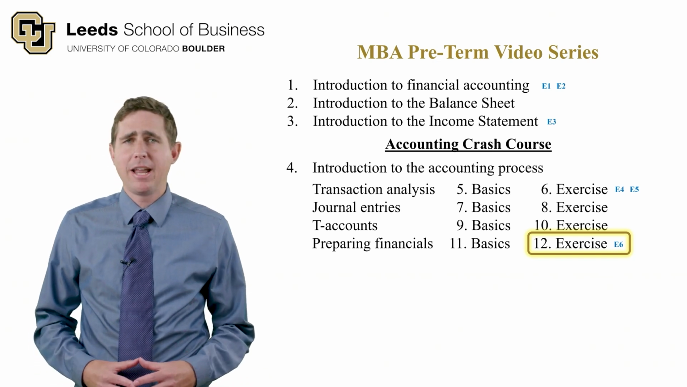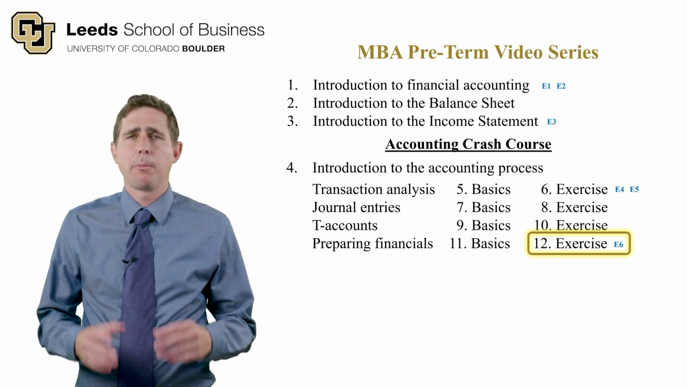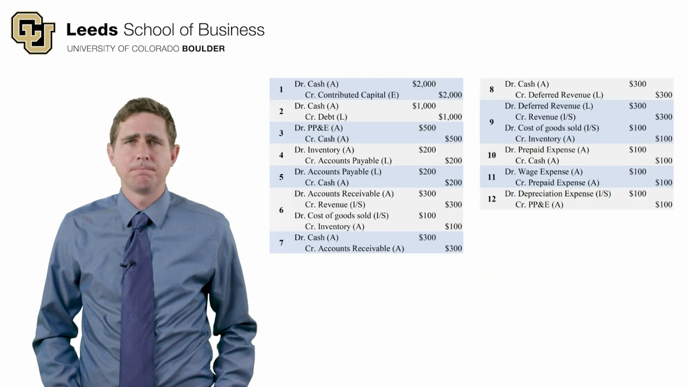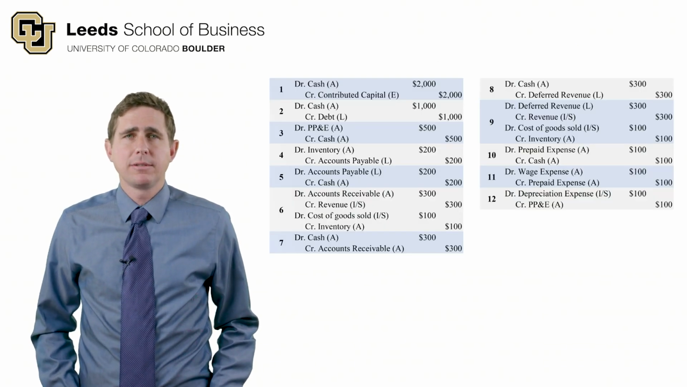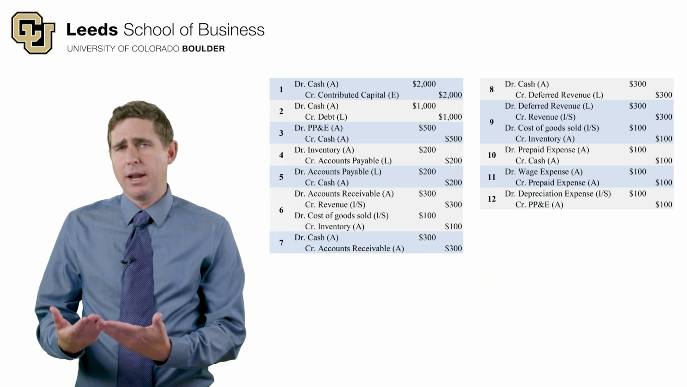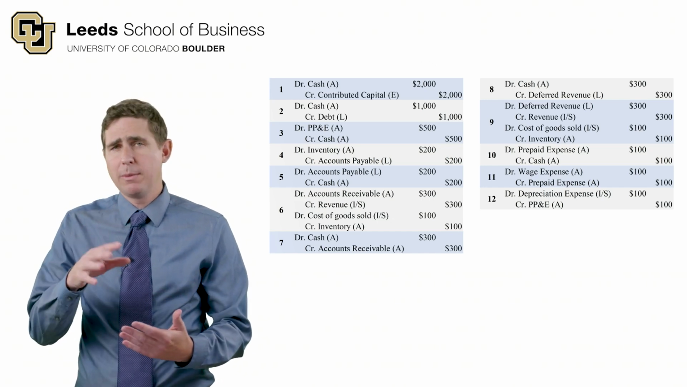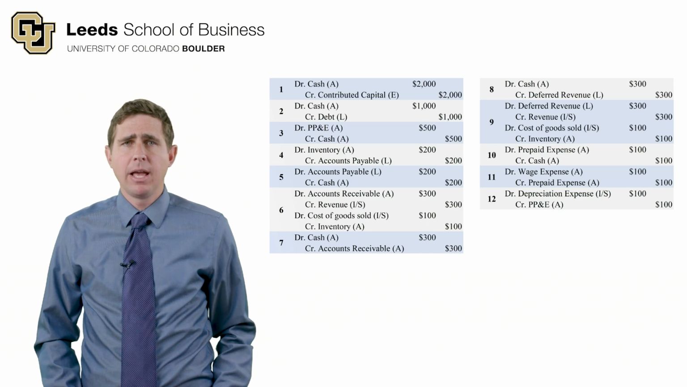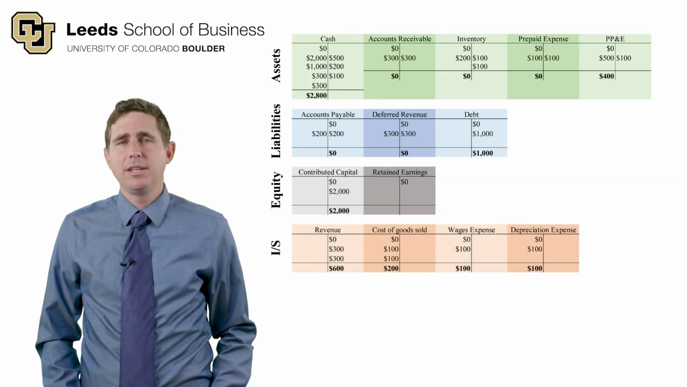We've done transaction analysis, journal entries, T accounts. Now we're going to prepare the financial statements. We're at the end. Remember our journal entries? That was based on our transaction analysis, we recorded debits and credits. Within journal entries, we made sure our debits equaled our credits. Then we posted those journal entries to our T accounts.